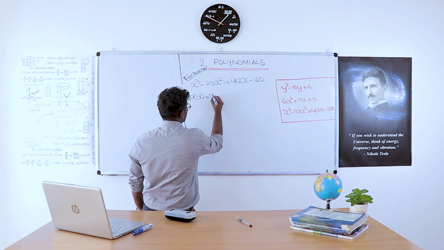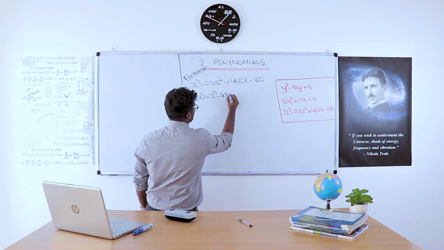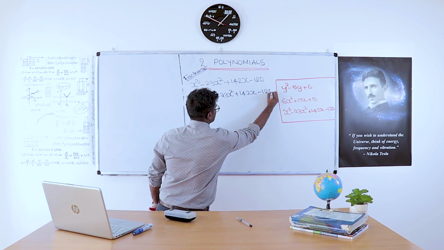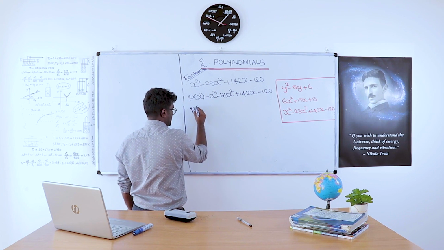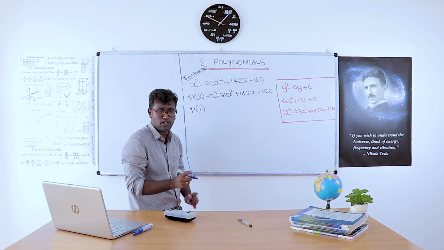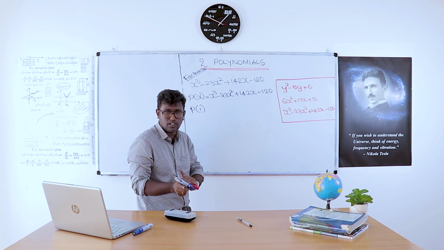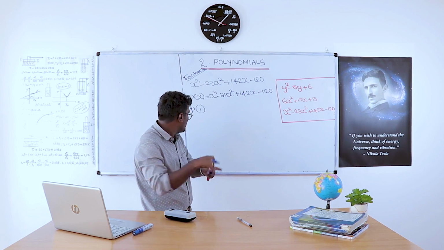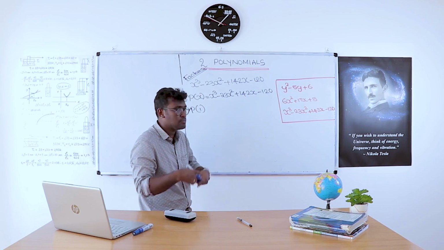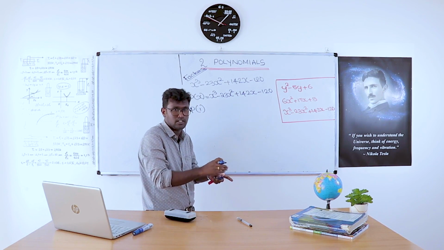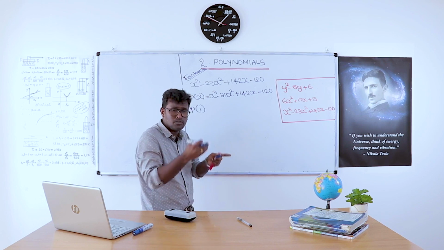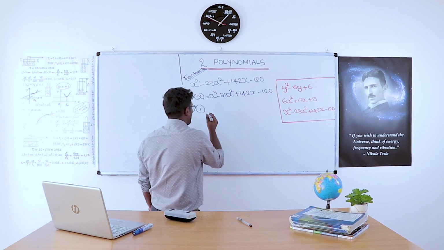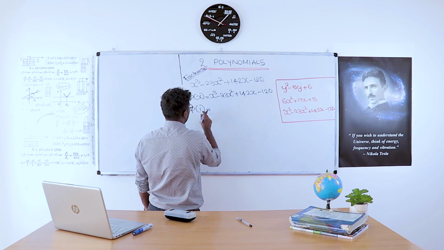We will write this as P of x is equal to x cube minus 23x square plus 142x minus 120. First of all, we have to find P of 1. If P of 1 is 0, according to the remainder theorem, x minus 1 is a factor. If P of minus 1 is 0, then x plus 1 is a factor. If P of 2 is 0, then x minus 2 is a factor. If P of minus 2 is 0, then x plus 2 is a factor. So we have to use a trial and error method and find only one factor from this.